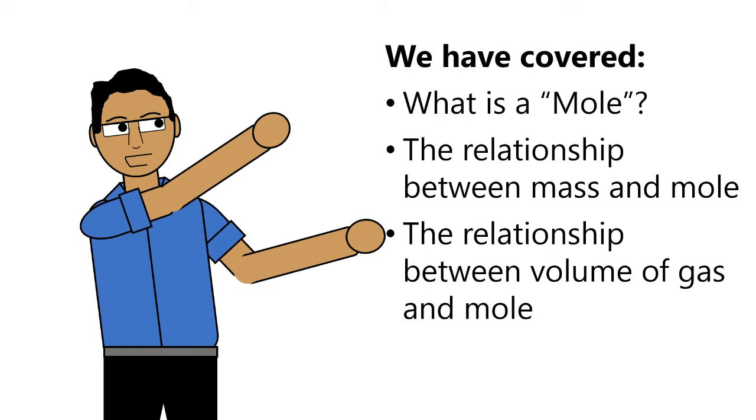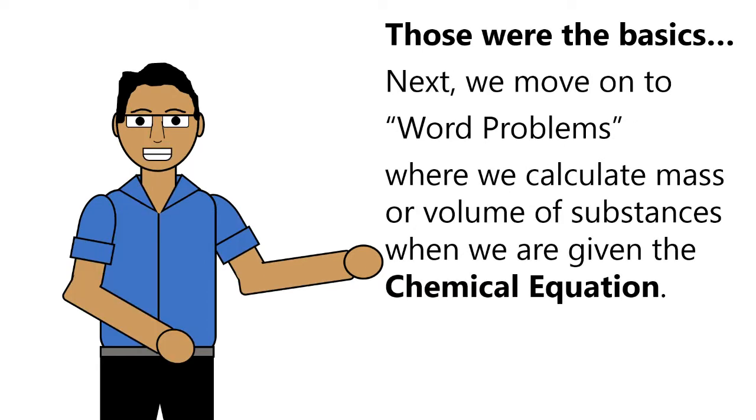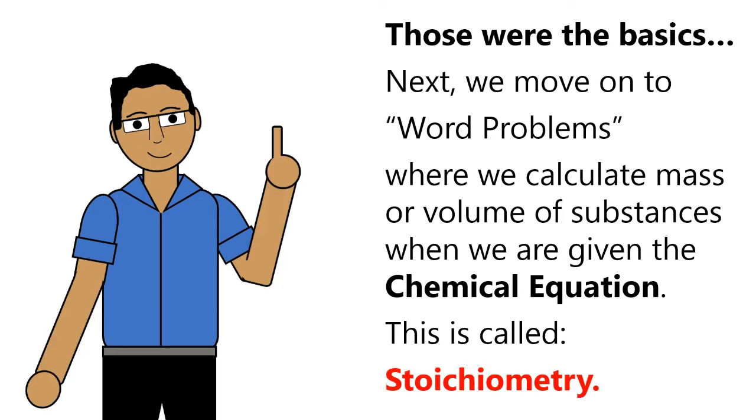So far, we have covered what is a mole, the relationship between mass and mole, and the relationship between volume of gas and mole. Those were just the basics. Now we move on to word problems, where we calculate mass or volume of substances when we are given the chemical equation. Okay, this is called stoichiometry.